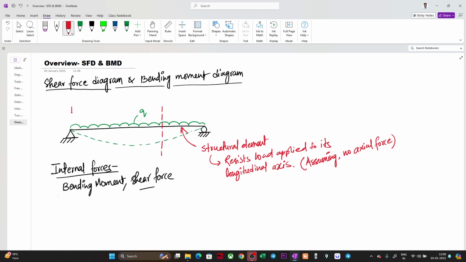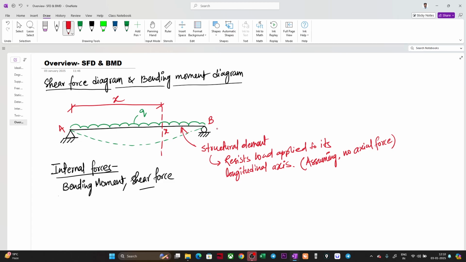Suppose this is at a distance of x from this point, and I will name the ends a and b. At this point x, we will get some internal force in terms of bending moment and shear force. Now you can cut this kind of section at an infinite number of places over the length of this beam, and at every section the bending moment and shear force may vary.